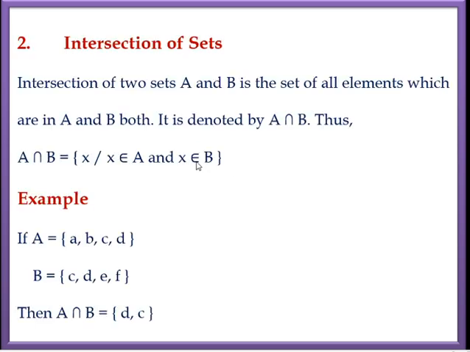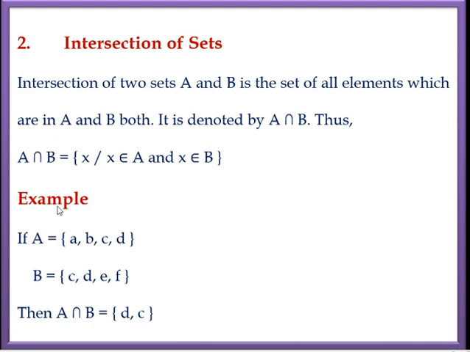Intersection of sets. Intersection of two sets A and B is the set of all elements which are present in both A and B. It is denoted by this symbol. Thus, what is A intersection B? Set of all x such that x belongs to A strictly and x belongs to B. I said strictly for this word and. x should belong to both the sets. You can compare this with HCF.